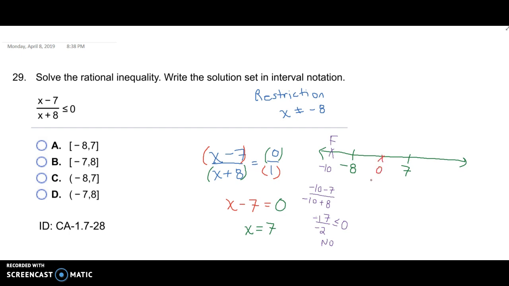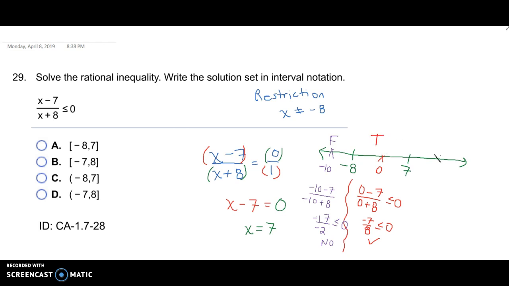Now let's try something between negative 8 and positive 7. I'm going to choose 0. So that's 0 minus 7 over 0 plus 8. We need to see if that's less than or equal to 0. That would be negative 7 over 8, and that is less than or equal to 0, so that part should be true.